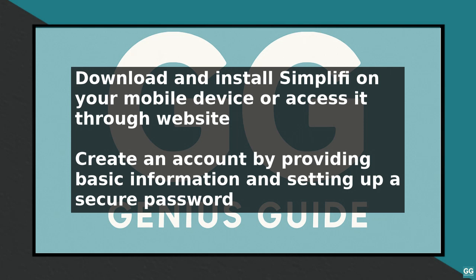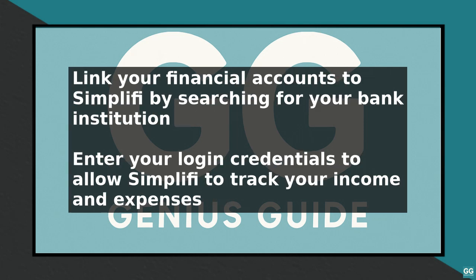Next, link your financial accounts to Simplifi by searching for your bank or financial institution and entering your login credentials. This will allow Simplifi to track your income and expenses, providing a comprehensive view of your financial situation. After linking your accounts, set up your budget by categorizing your expenses into needs, wants, and savings. Simplifi will automatically track your spending and provide personalized budgeting recommendations based on your financial data.